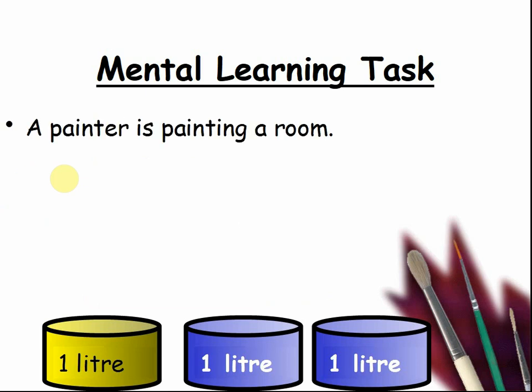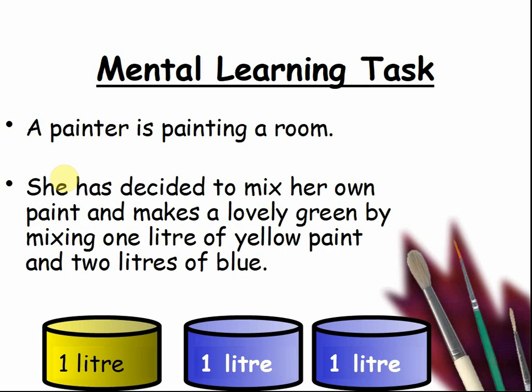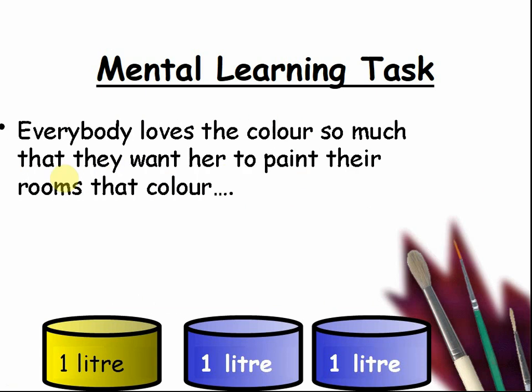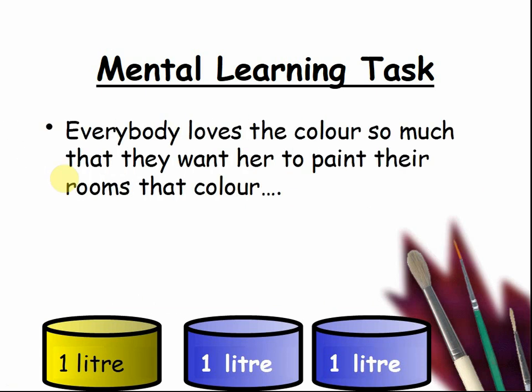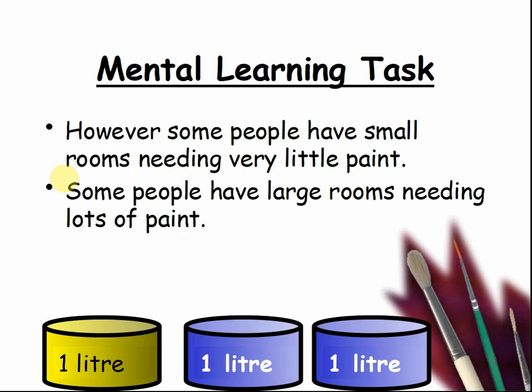A painter is painting a room. She has decided to mix her own paint and makes a lovely green by mixing 1 litre of yellow paint and 2 litres of blue. Everyone loves the colour, so much they want her to paint their rooms that colour. However, some people have small rooms needing very little paint. Some people have large rooms needing lots of paint.